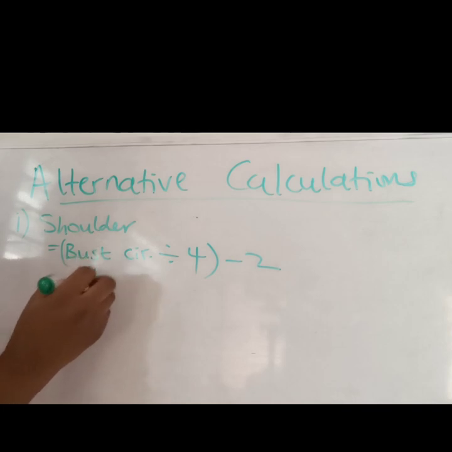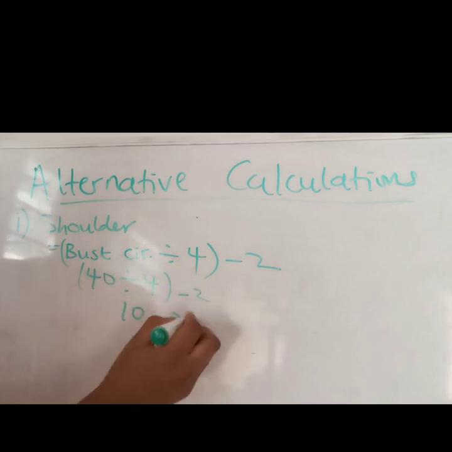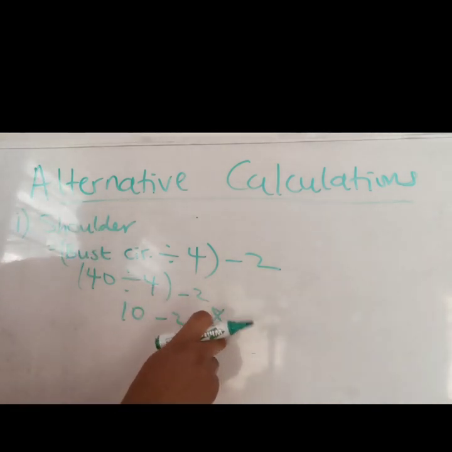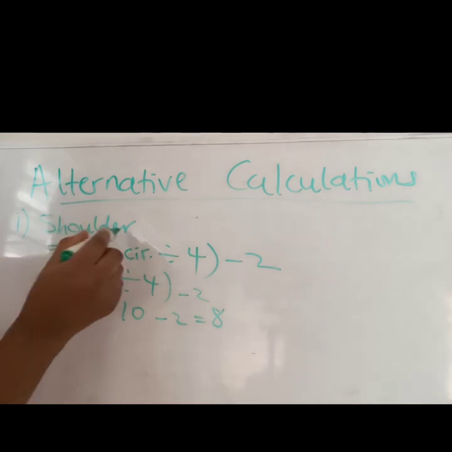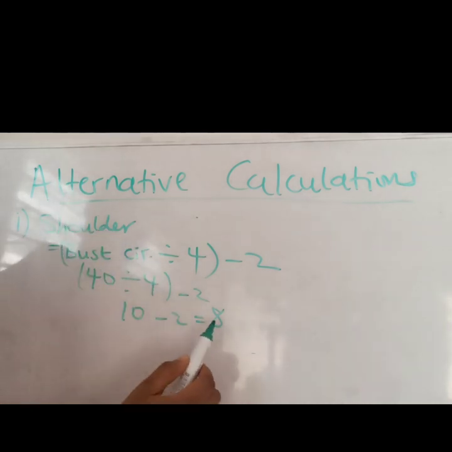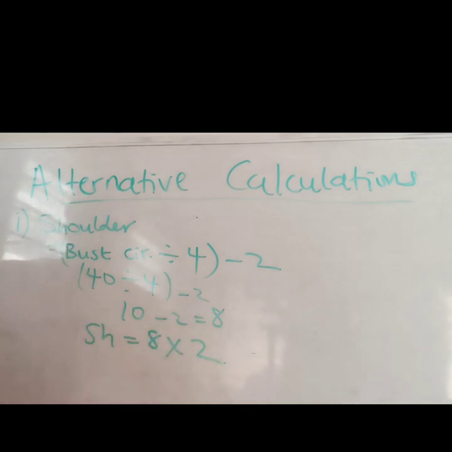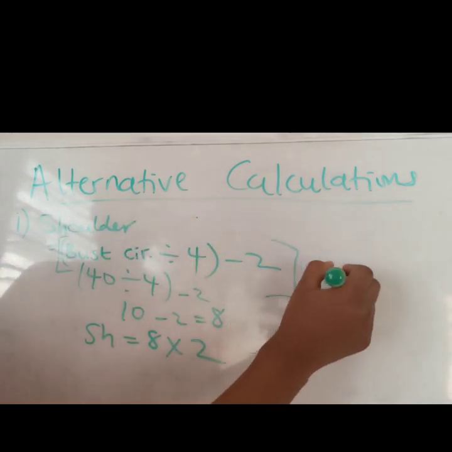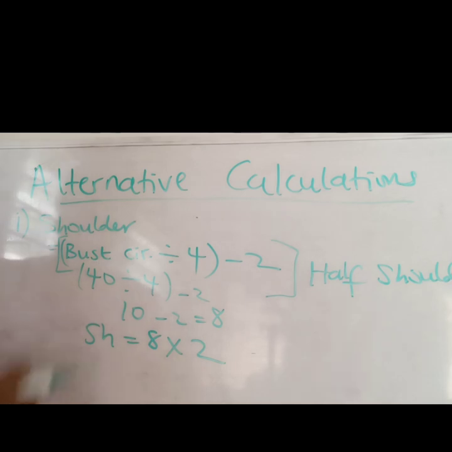So if you have a bust of 40, divided by 4 is 10. Minus 2 is 8. So 8 becomes the shoulder. You now multiply this 8 by 2 to get the shoulder. So this 8 is half of the shoulder. To get the full shoulder, you simply multiply this by 2. So this is half shoulder.